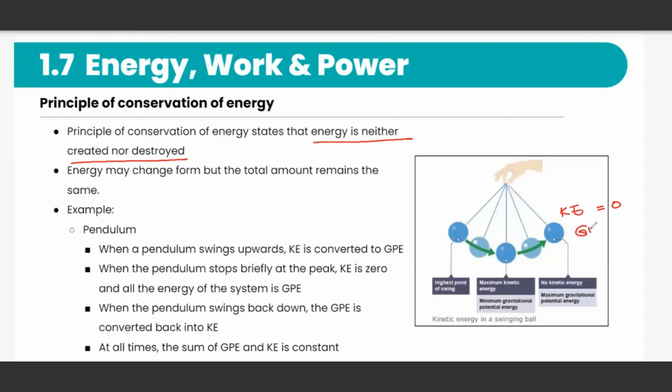And at this point, the gravitational potential energy will be maximum. And when it starts swinging back again, the gravitational potential energy will be converted into kinetic energy. And at this middle position, it will have maximum kinetic energy and minimum gravitational potential energy. At all positions of the simple pendulum, the sum of kinetic energy and gravitational potential energy is a constant, no matter where the simple pendulum is and how it is swinging.